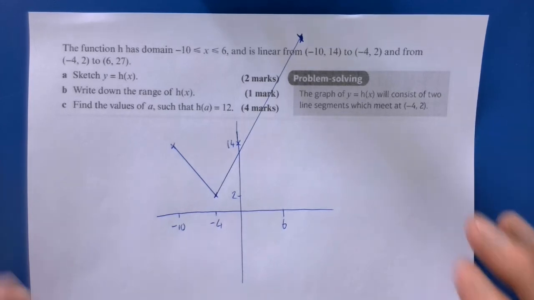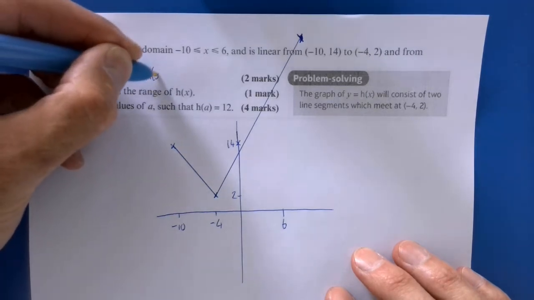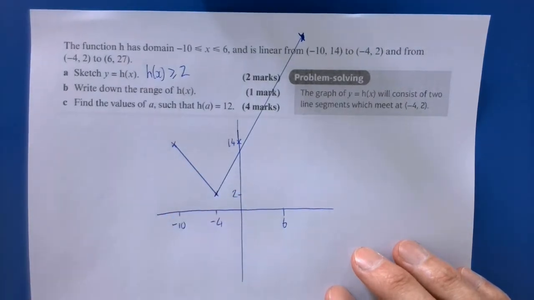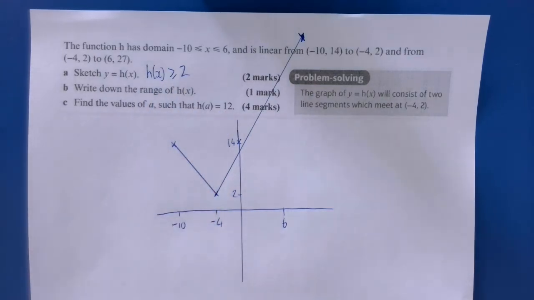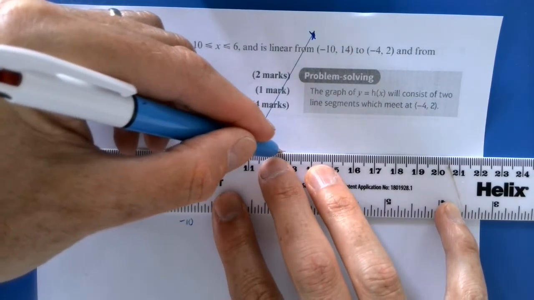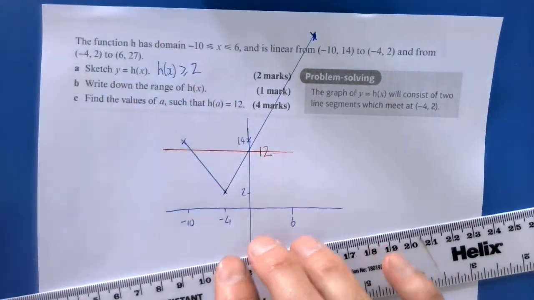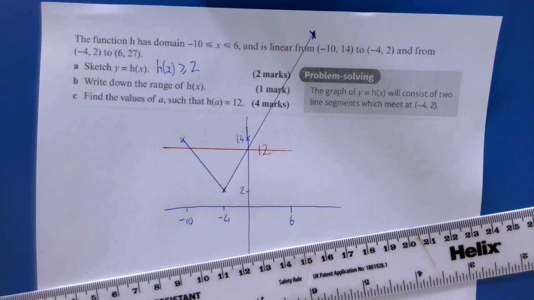So the range, well, that's the y values. It does equal 2 this time. So h of x is always greater than or equal to 2. It never drops below 2 as a y value. And find the values of a such that h of a equals 12. So we plotted the function, and we now just need to plot the y equals 12 line, which is here. Now, I've been a bit clumsy here, haven't I? I don't know exactly how that's going to be.